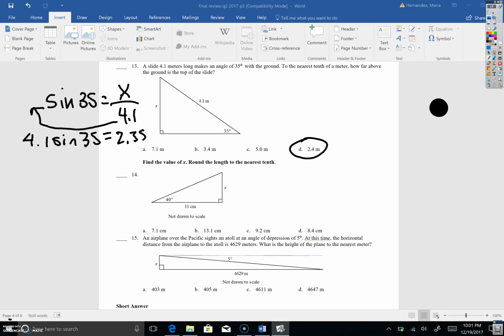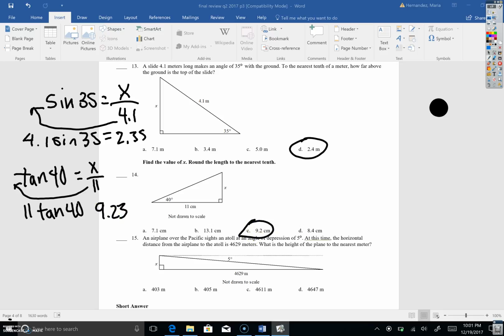Okay, the next one we have opposite and adjacent. So we're going to use tangent. So tangent of 40 equals x over 11. We move the 11 over, 11 tangent 40. We do that, we get 9.23. There's our answer right there.